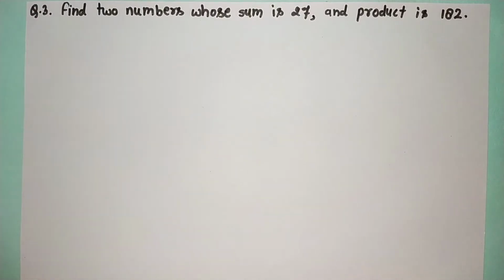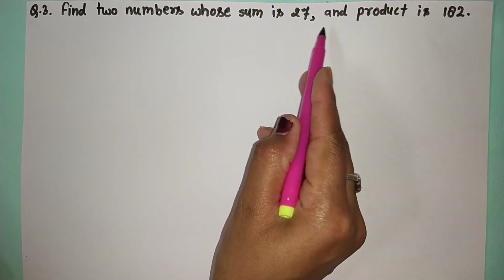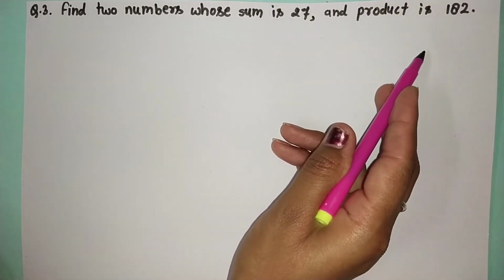Now we solve question number 3 of exercise 4.2. The question is: find two numbers whose sum is 27 and product is 182.